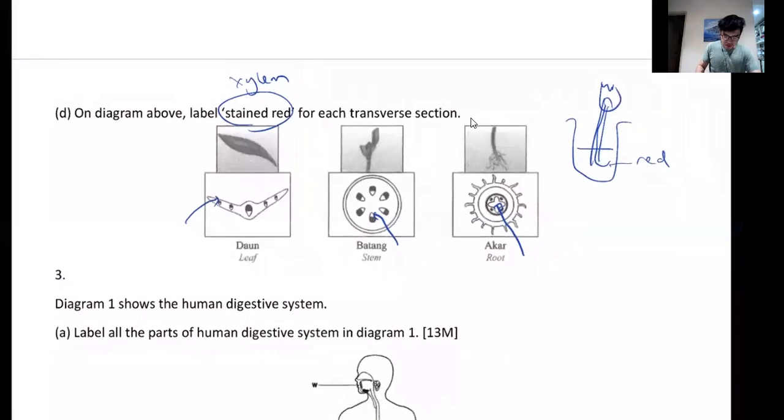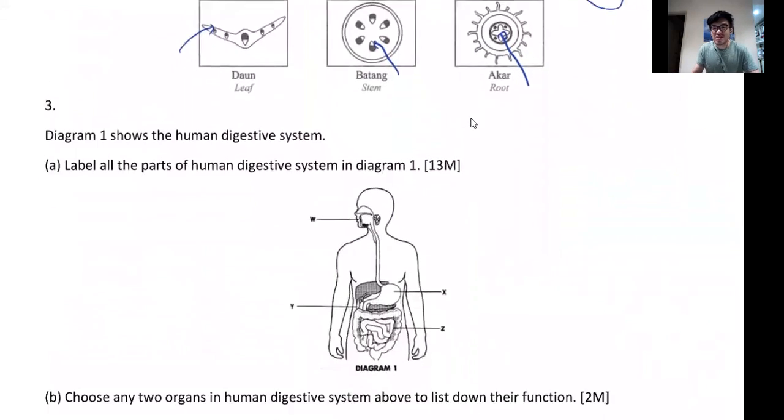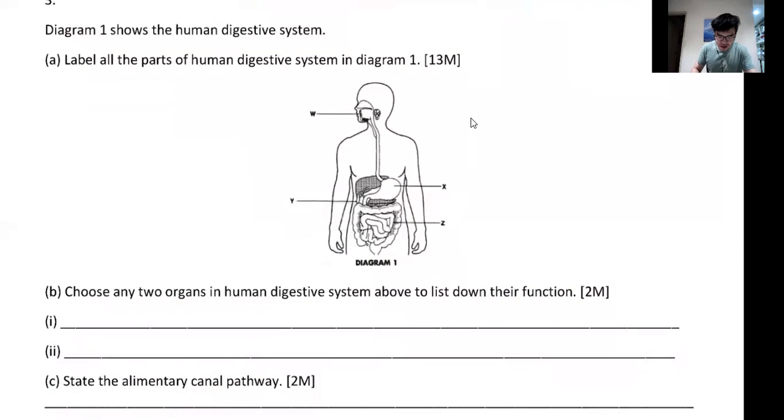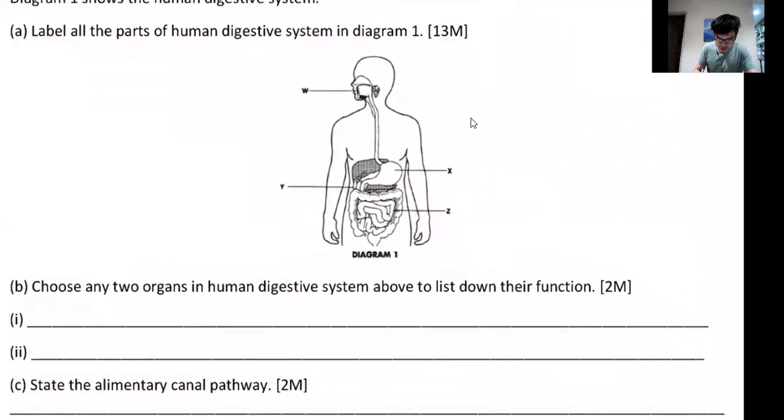Okay, easy. So number 3. Our digestive system. This is the most feared part. In fact, the three chapters that require a lot of effort to study would be your digestive system, your respiratory system, your lungs, and your circulatory system, your heart. So for those 3, pay more attention. So A, label all the parts of the human digestive system. See if you can still remember this.